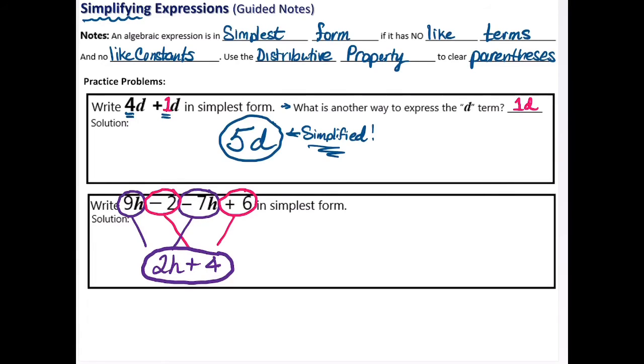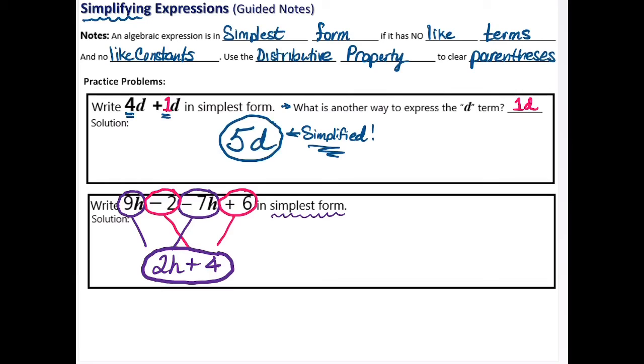I know, again, just like I was saying before, it looks like another math problem. It absolutely does. 2h plus 4, looks like we have more to do for sure. But we're done. If all we had to do was put it in simplest form, we've done our job. We've got it in simplest form. 2h plus 4 does not make 6h.